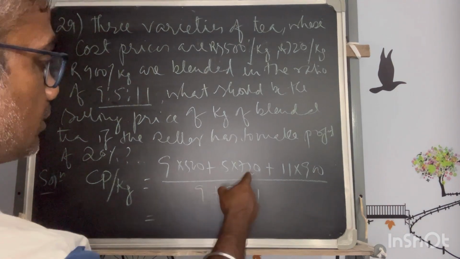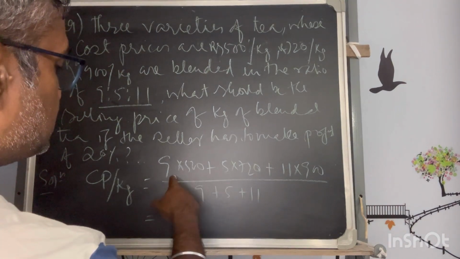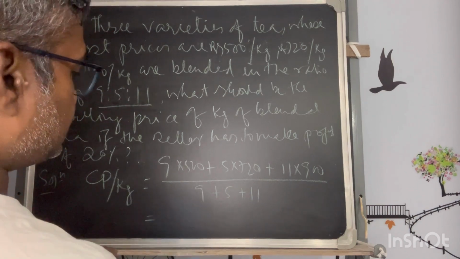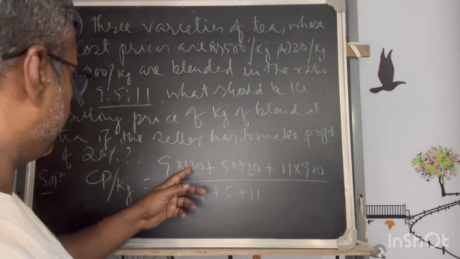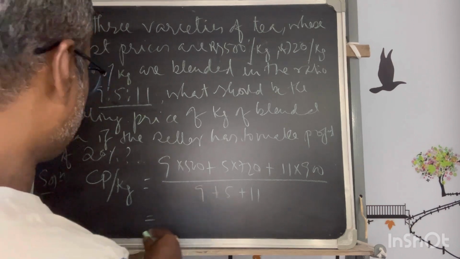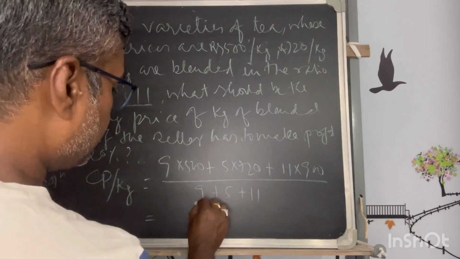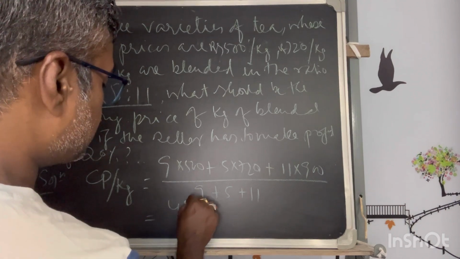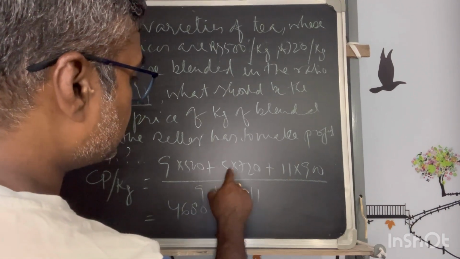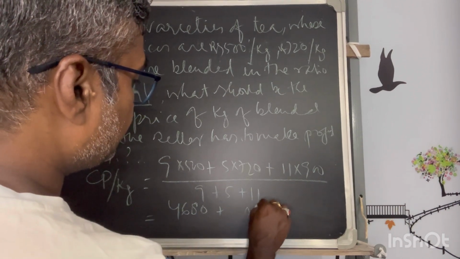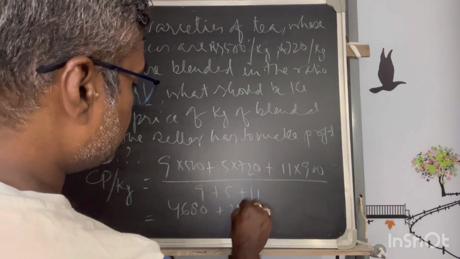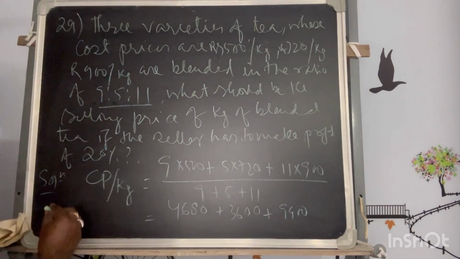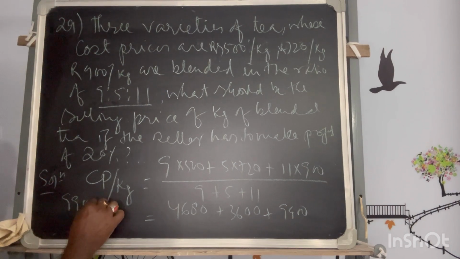So now, this 9 into 500, 5 into 720, 11 into 900. How will you calculate this? Now you have to calculate. 9 fives are 45, 4500, plus 5 sevens are 35, 3600, plus 11 nines are 99, 9900. Now if we add this, 9900, 3600, 4500.